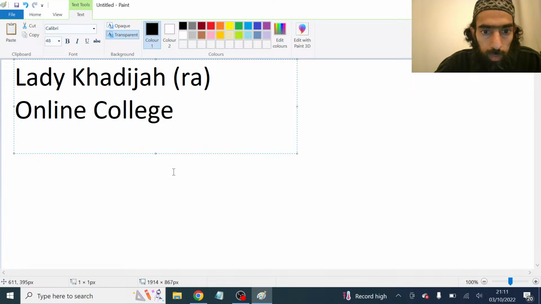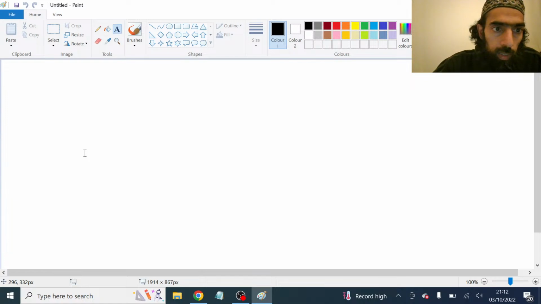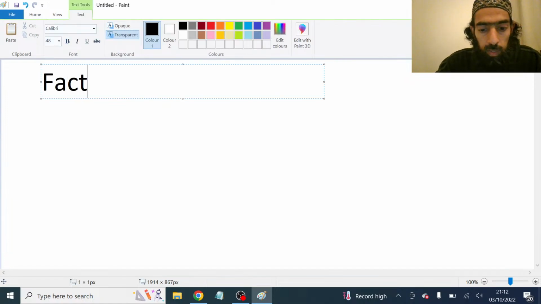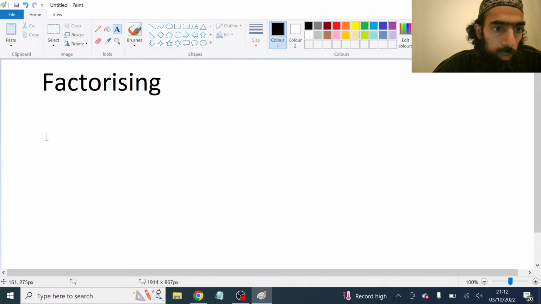Welcome to A-Level Maths Year 1, and it's pure maths for the Edexcel UK A-Level syllabus, also covering the international A-Level syllabus. Let's begin our lesson today, which is factorizing. So this is really revision from GCSE and IGCSE. So we're factorizing into single brackets.